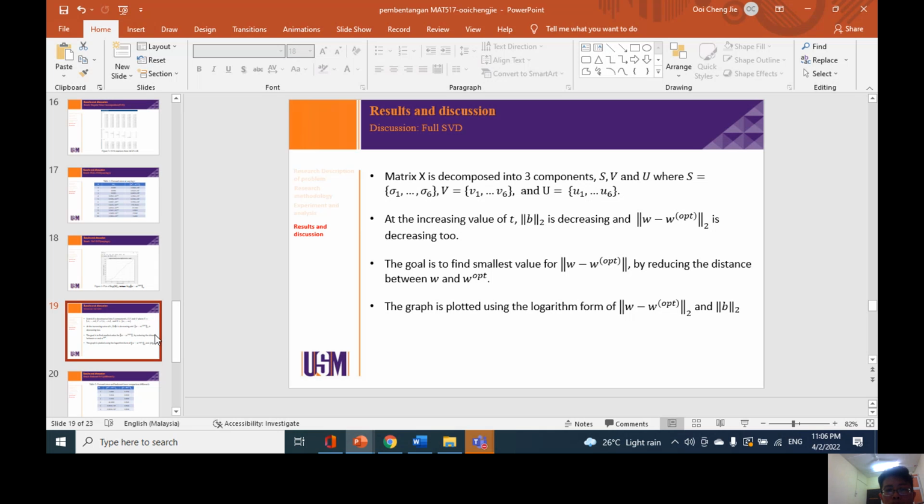Then in this slide, I'm going to talk about the discussion for the full SVD. As I mentioned just now, the matrix S is decomposed into 3 components, S, U, V, and every matrix can be represented as column vectors. At the increasing value of t, the second norm of B is decreasing and the second norm of the least square is decreasing too. The goal is to find the smallest value for W minus WOPT by reducing the distance between W and WOPT. The graph is plotted using the logarithm form of W minus WOPT and also the norm of B.